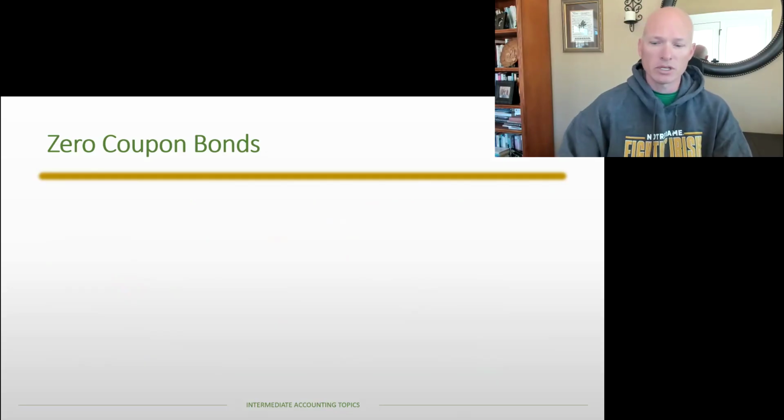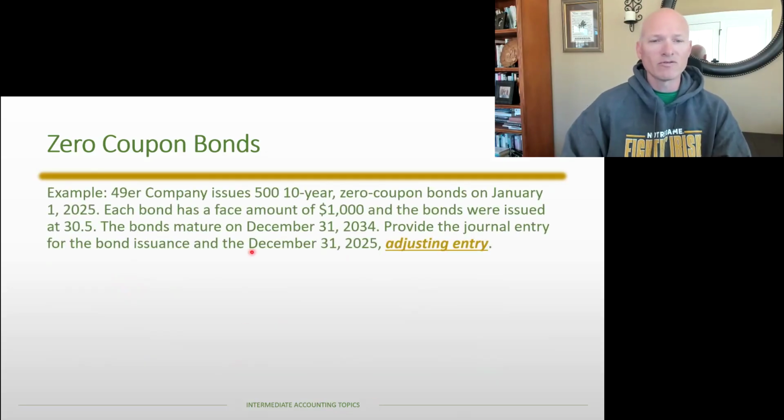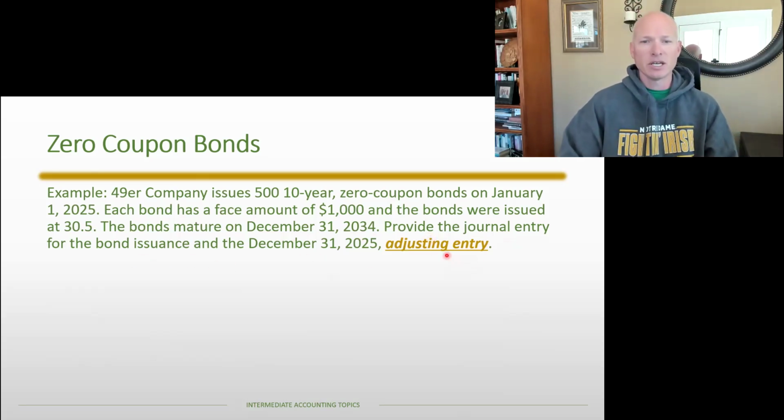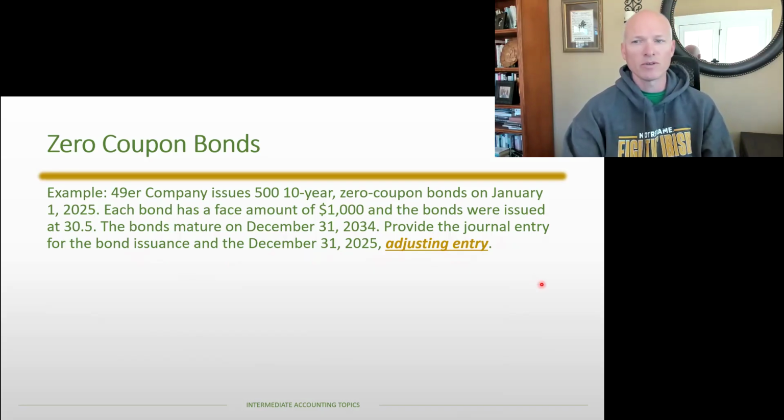And so how do we handle this? So 49er Company issues 500 10-year zero coupon bonds on January 1st, 2025. Each bond has a face amount of $1,000. They mature December 31st, 2034. And again, what does it say here? It says, let's record the issuance and the adjusting entry for December 31st, 2025.